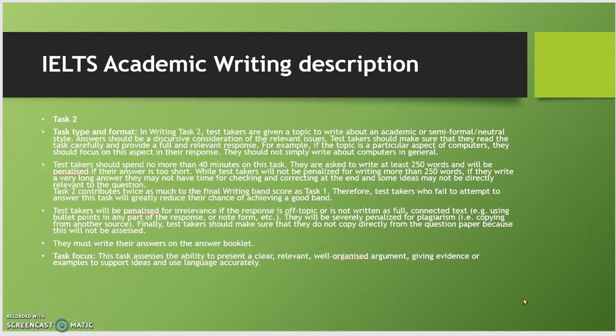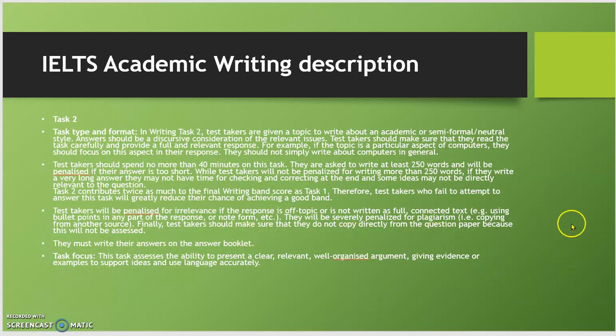Test takers should spend no more than 40 minutes on this task. They are asked to write at least 250 words and will be penalized if their answer is too short. While test takers will not be penalized for writing more than 250 words, if they write a very long answer they may not have time for checking and correcting at the end, and some ideas may not be directly relevant to the question. Task 2 contributes twice as much to the final writing band score as Task 1.